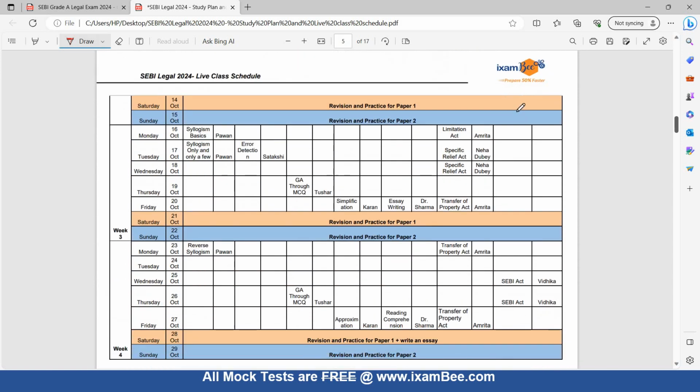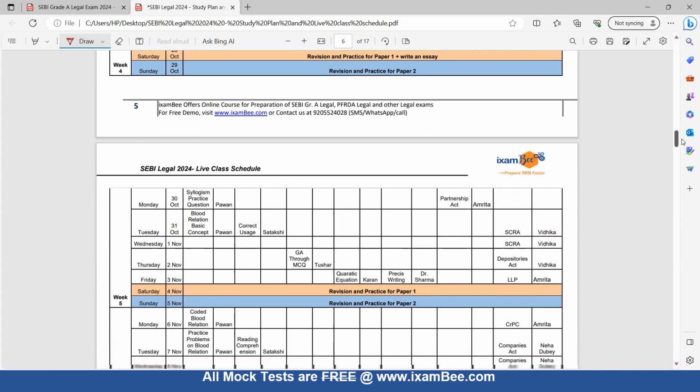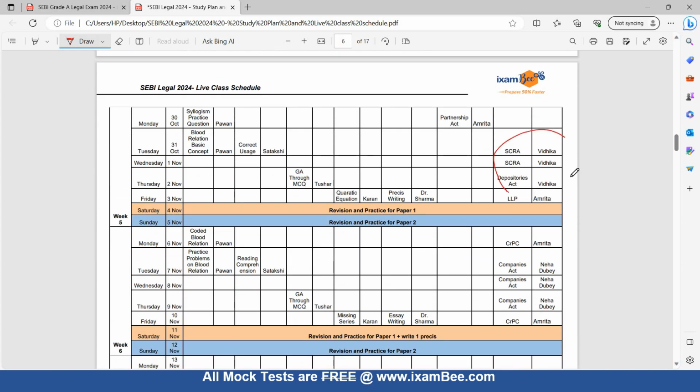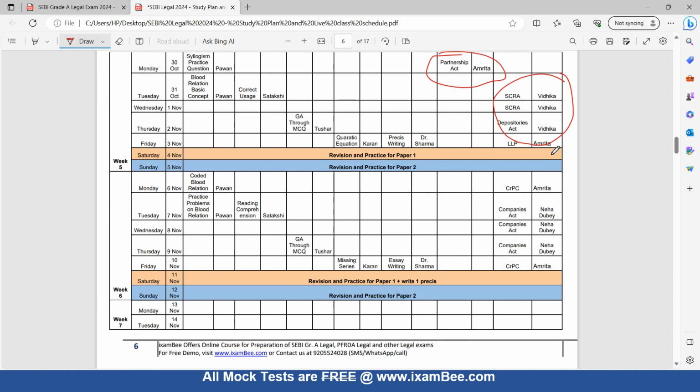Then on week 3, if you see, you will have Limitation Act, Specific Relief Act, Transfer of Property Act will be started by Amrita. From week 4, phase 2 topics will also start. From week 4, you will have SEBI Act classes and Amrita ma'am will be covering up Transfer of Property Act. Then in week 5, you will be having SCR and Depository Act, LLP classes, Partnership Act will be covered by Amrita ma'am. Later in week 6, in November, Companies Act will start. So here by week 5, Securities Law, the acts will be done. Rules and regulations will be covered up later.